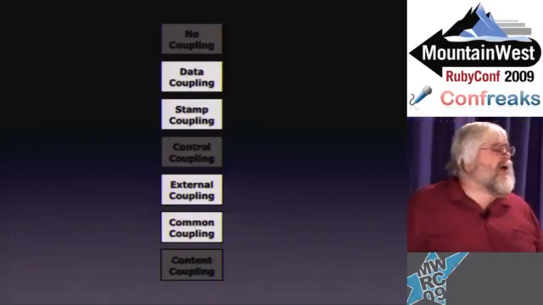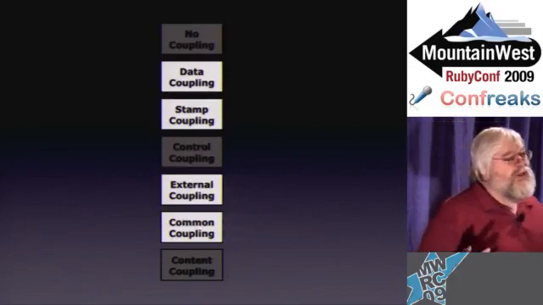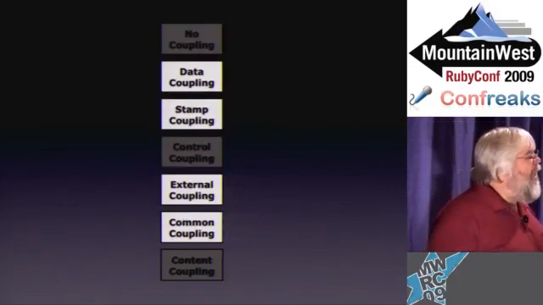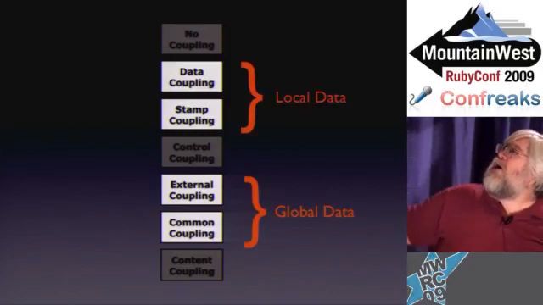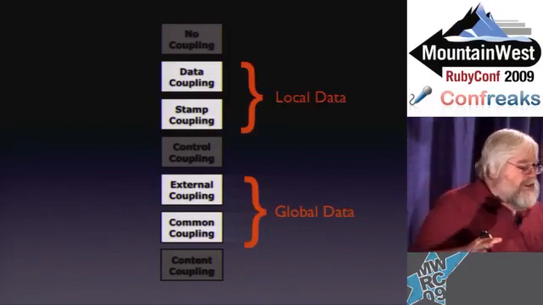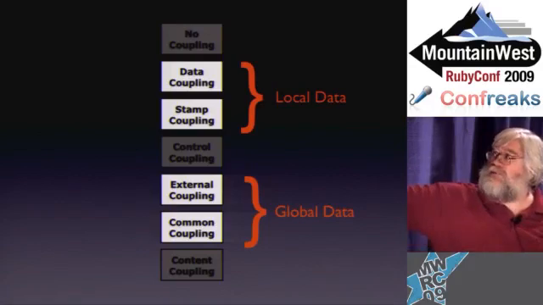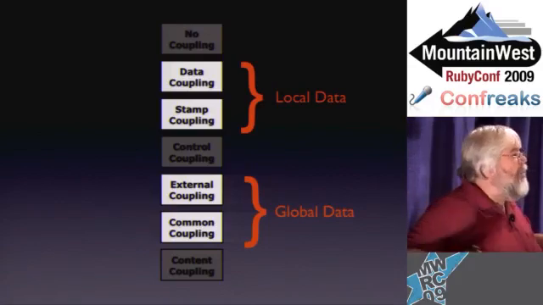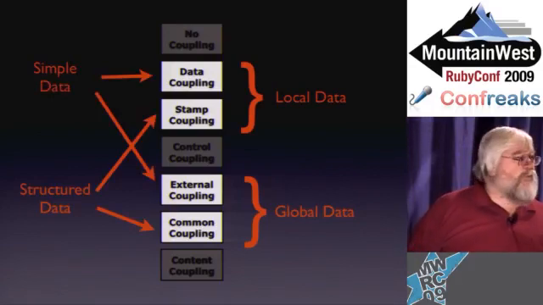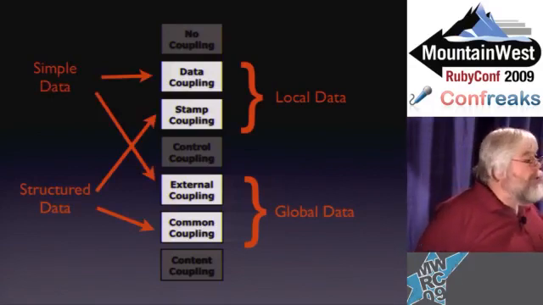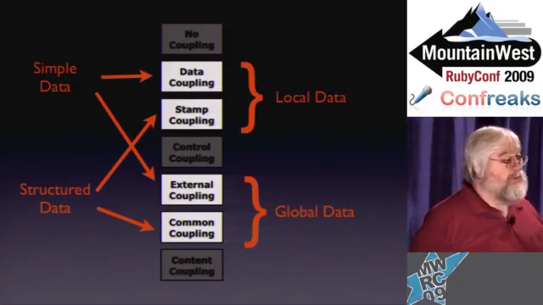The four here, kind of centered, have to do with data and how it's passed between modules. The top two are local data. The data is local to the two modules. The bottom two are global data. Data is global to everybody. And then they are further differentiated by whether they are simple data types or structured data.